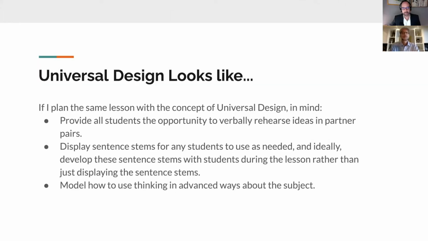So when we look at this, we had the work of thinking about what we might do as we design a classroom around differentiation. So this is the flip of that. What if I planned the same lesson or the same idea with the concept of universal design? Then I might provide all the students, regardless, the opportunity to verbally rehearse ideas in partner pairs, because that's good practice. I might display sentence stems about the content for any students to use as needed, and say, these are here. And ideally, I would develop those with them rather than just assuming in advance what they might need.